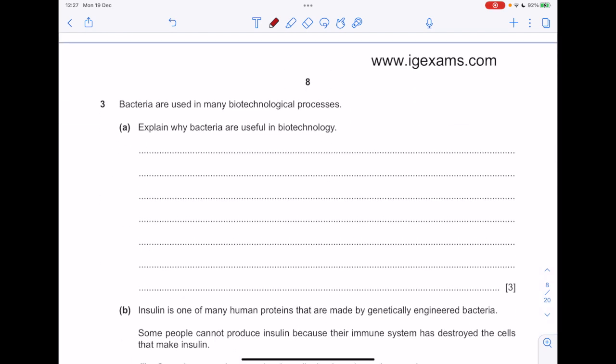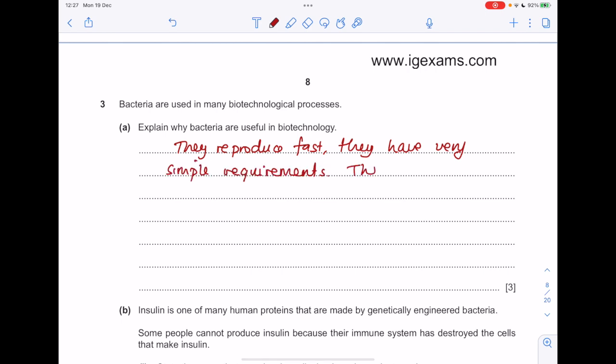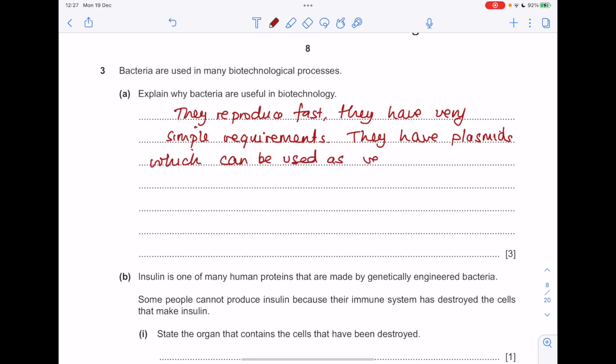Bacteria are used in many biotechnological processes. Explain why bacteria are useful in biotechnology. Because they reproduce fast. They have very simple requirements. They have plasmids, which, remember, are those small loops of DNA that can be used to insert genes into, and therefore those plasmids and the bacteria themselves are acting as vectors. There are no ethical concerns with using them.